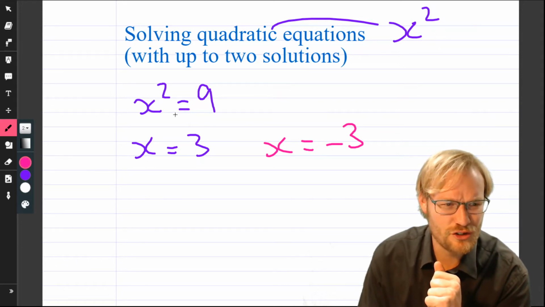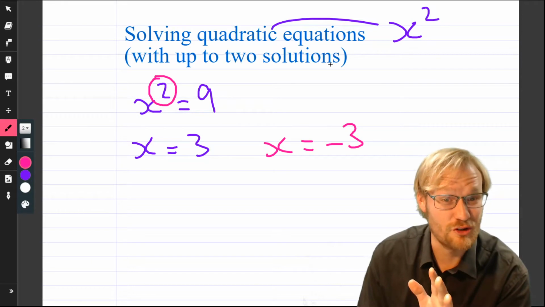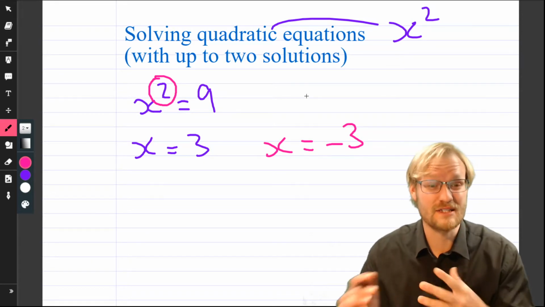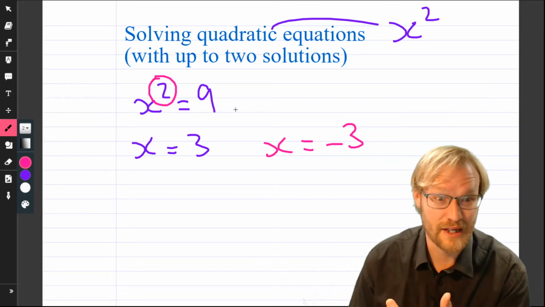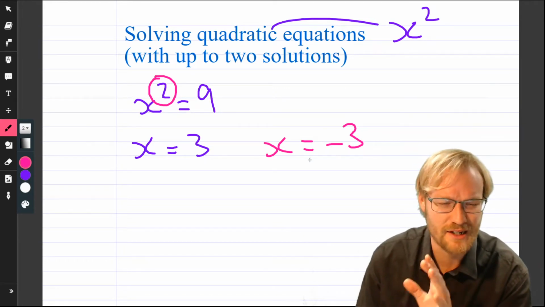So there are two solutions, and the hint comes up here in the 2. Now, as I said, it's up to 2. Those two could be what's called the same solution, or there might not be any solutions, but it's up to 2. So yeah, we've got 2, x equals 3 or x equals negative 3.